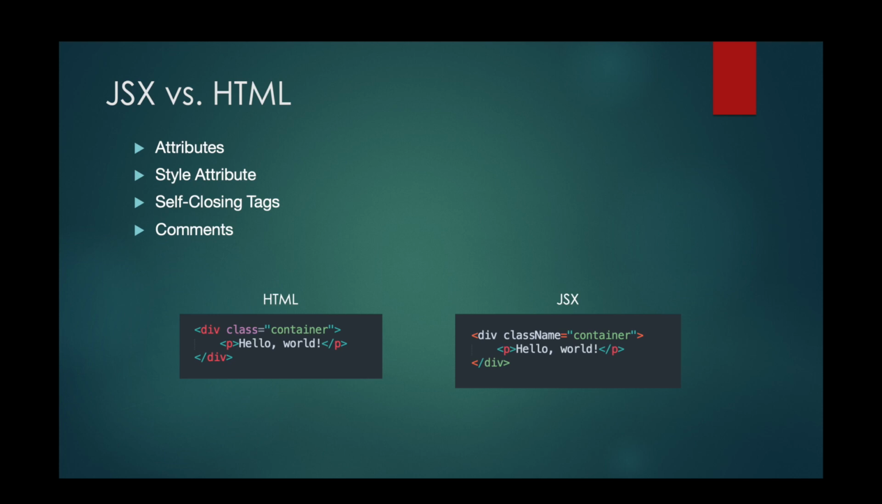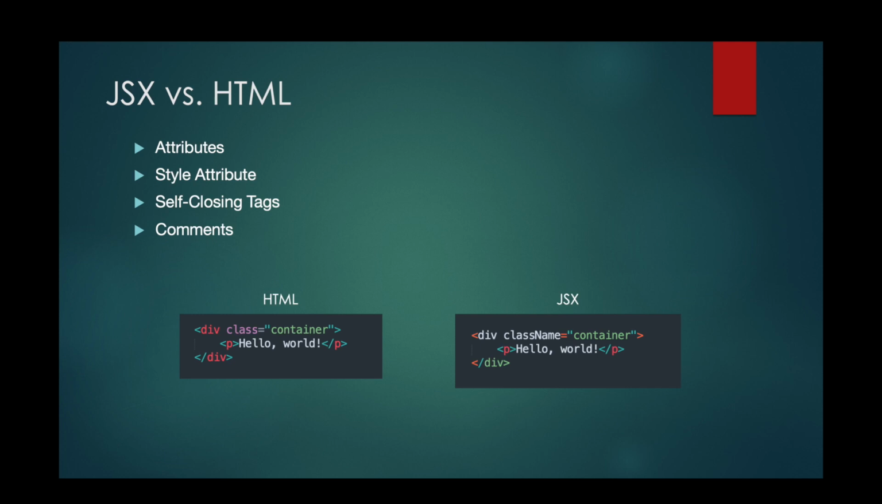Self-closing tags: in JSX, self-closing tags must have a trailing slash, similar to XHTML, like <img />, <input />, etc. Comments: JSX uses JavaScript style comments enclosed in curly braces and prefixed with double slash, or enclosed in slash star, star slash. Here's an example comparing HTML and JSX.